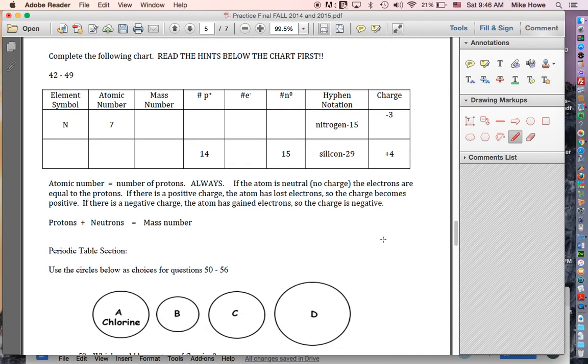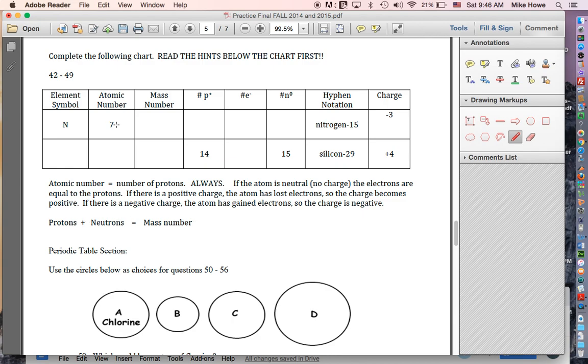Now we've got a chart which has charges. And remember, I put all this stuff. Atomic number equals protons, always. If the atom is neutral, the electrons equal the protons. If there's a positive charge, the atom's lost electrons, so the charge becomes positive. If there's a negative charge, the atom has gained electrons, so the charge is negative. And then protons plus neutrons equals mass.